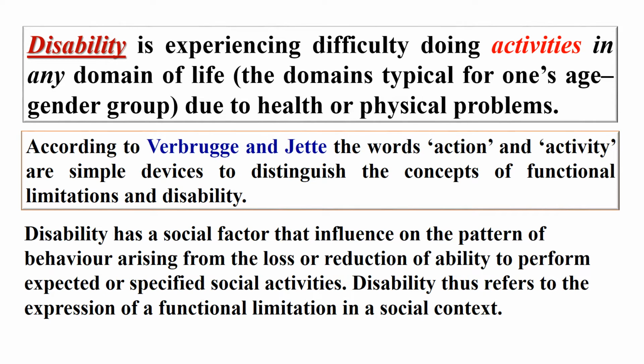Then we can define disability as experiencing difficulty doing activities in any domain of life. The domain is typical for one's age and gender group, of course, due to health or physical problems. According to Verbrugge and Jette, the words action and activity are simple devices to distinguish the concepts of functional limitations and disability. Disability has a social factor that influences the pattern of behavior arising from the loss or reduction of ability to perform expected or specified social activities. Disability, thus, refers to the expression of a functional limitation in a social context.